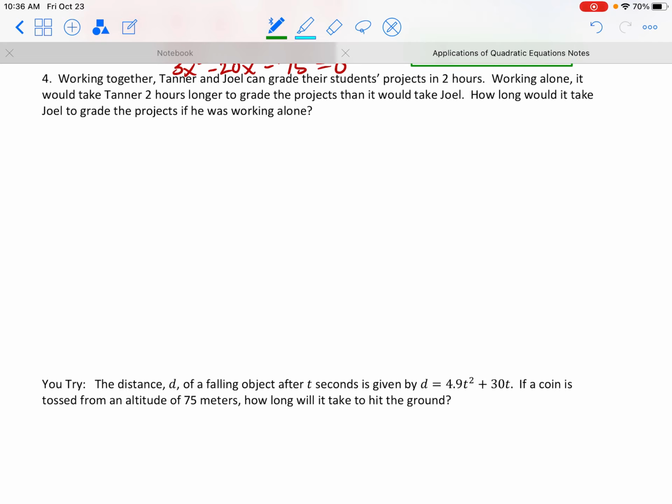So it says, working together, Tanner and Joel can grade their students' projects in 2 hours. Working alone, it would take Tanner 2 hours longer to grade the projects than it would take Joel. How long would it take Joel to grade the projects if he was working alone? So if you remember these, we can kind of set up in words first. Let's turn the draw tool off. We've got Tanner, and then if we added in Joel, then that would put them together.